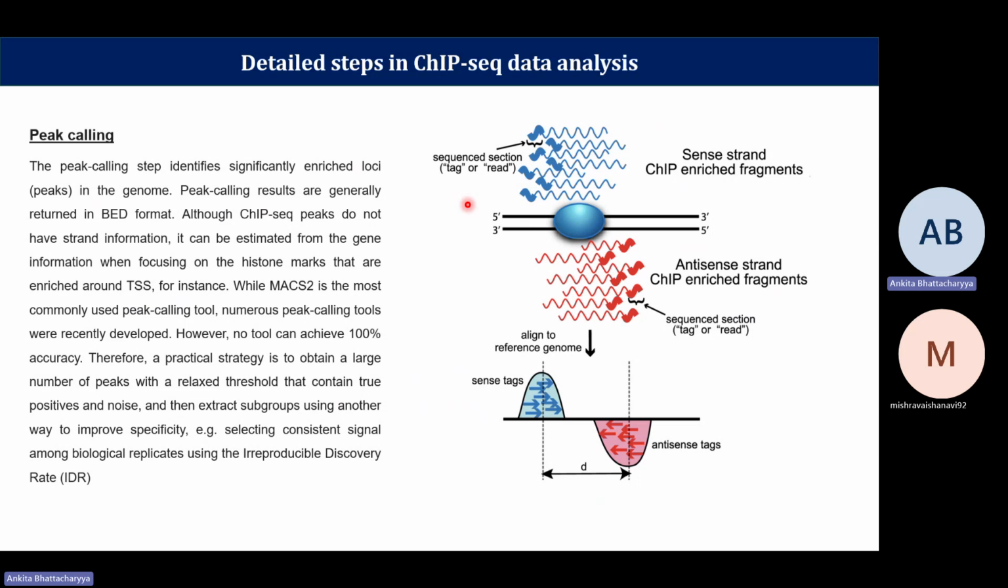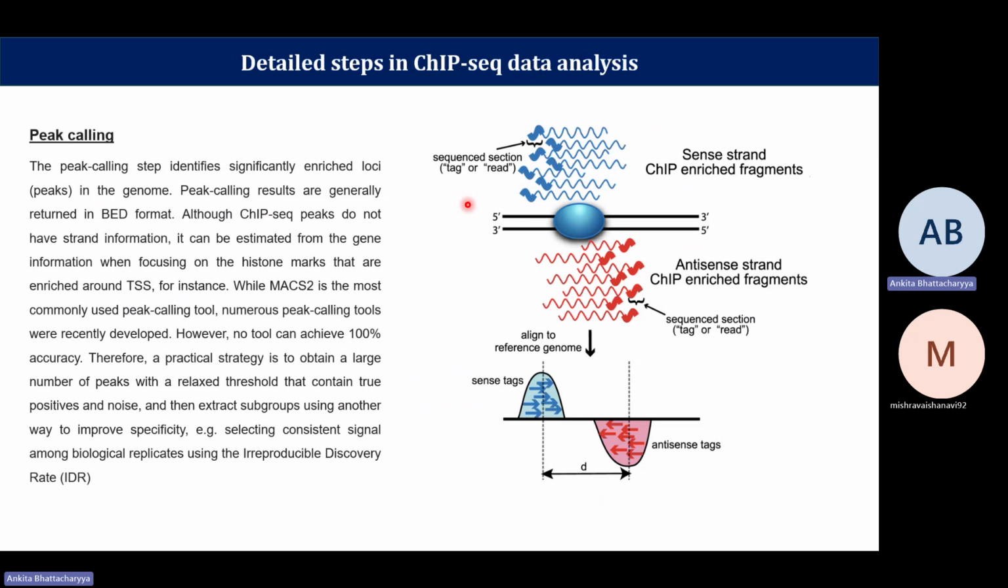your immunoprecipitation condition. So although ChIP-seq peaks do not have strand information, it can be estimated from the gene information when focusing on histone marks that are enriched around the transcription start site. And for peak calling, MACS2 is most commonly used. It also gives you the stats for it, like I mentioned. However, you cannot at any point rely on any technique as being 100% accurate.